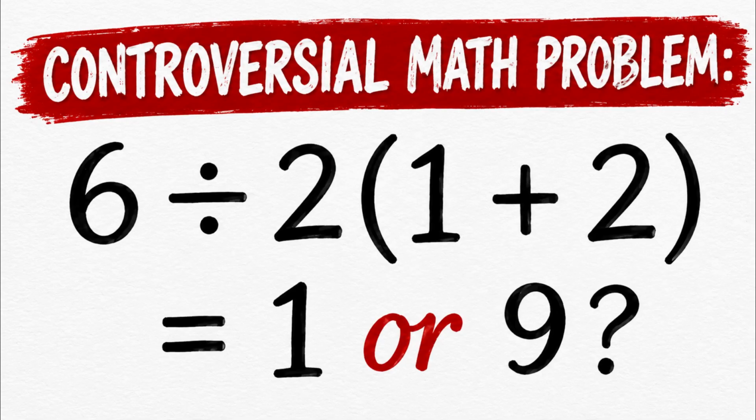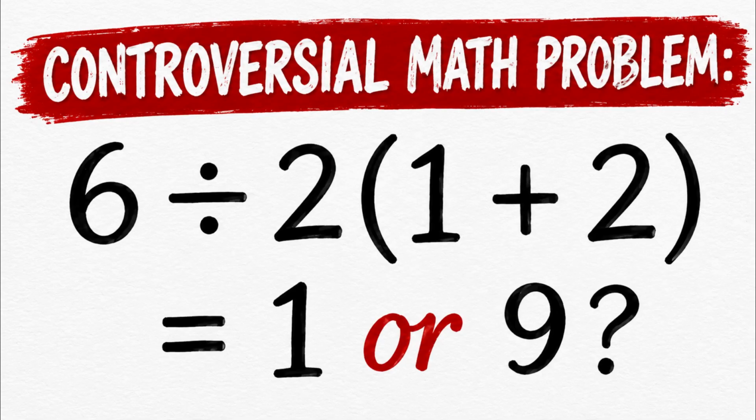Now let's see why others get 9. Using the standard order of operations, multiplication and division have the same priority. So after the parentheses, we calculate from left to right. Again, 1 plus 2 equals 3. The expression becomes 6 divided by 2 times 3. 6 divided by 2 equals 3. Then 3 times 3 equals 9. So with this interpretation, the answer is 9.